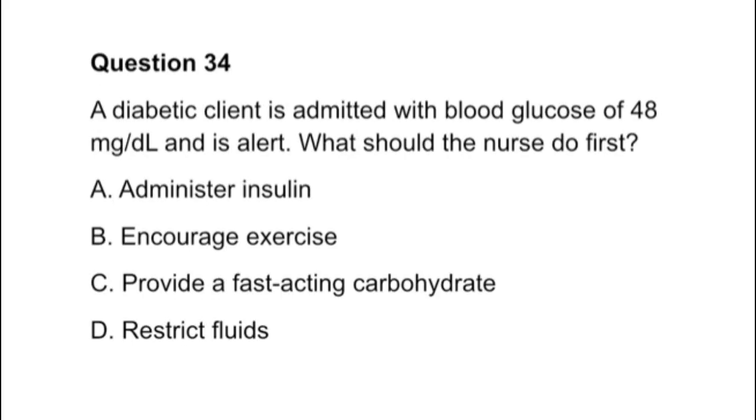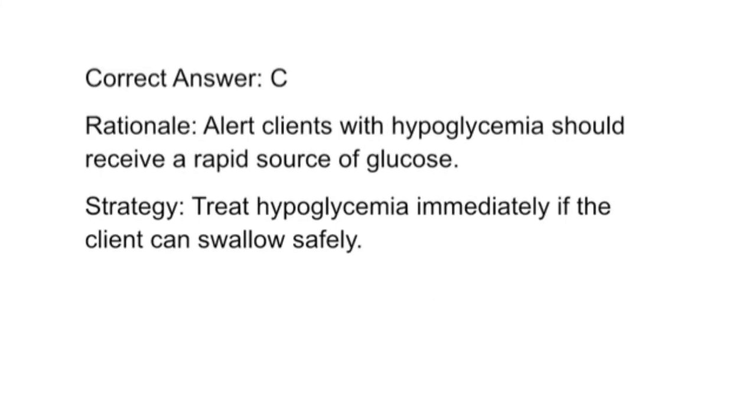Question 34. A diabetic client is admitted with blood glucose of 48 milligrams per deciliter and is alert. What should the nurse do first? A. Administer insulin. B. Encourage exercise. C. Provide a fast-acting carbohydrate. D. Restrict fluid. Correct answer, C. Rationale: alert clients with hypoglycemia should receive a rapid source of glucose. Strategy: treat hypoglycemia immediately if the client can swallow safely.